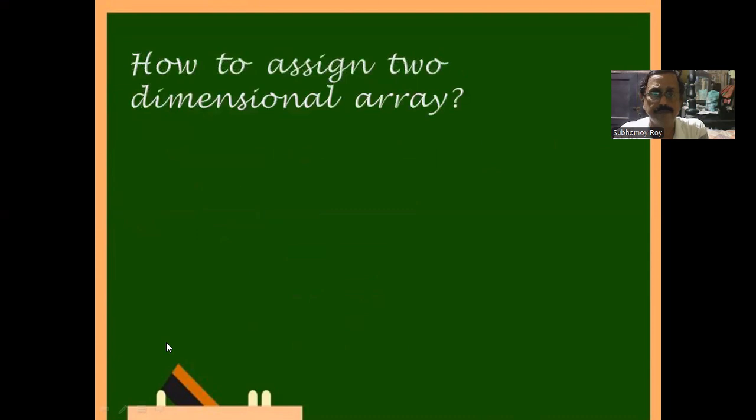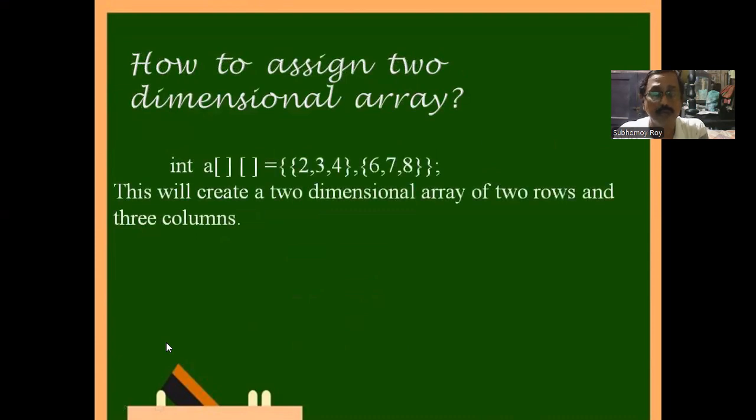First of all we will learn how to assign data directly to the array. Now here we declare an array. A with two square brackets signifies that it is a 2D array. Now see the pattern. 2, 3, 4 within one pair of square brackets means this is the first row. So I call it 1. This is the first row. And this one is actually the second row.